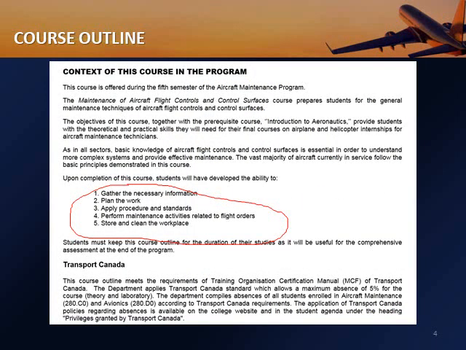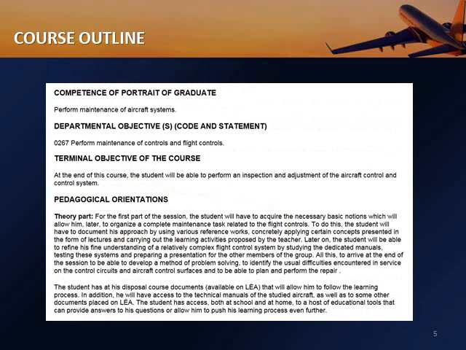The general context of the course in the program, if we look at the important stuff here: upon completion of this course, students will develop the ability to gather the necessary information to perform a task, plan the work, apply procedures and standards, perform maintenance activities related to flight controls, and store and clean the workplace after you're done your work. Competence of the graduate: perform maintenance on aircraft systems. Department objective: perform maintenance of flight controls and control surfaces.